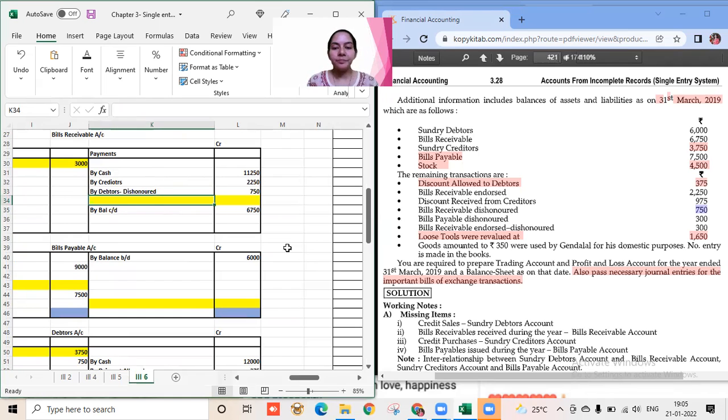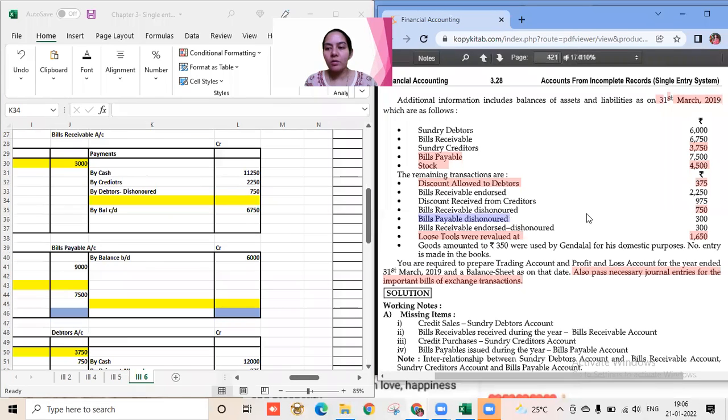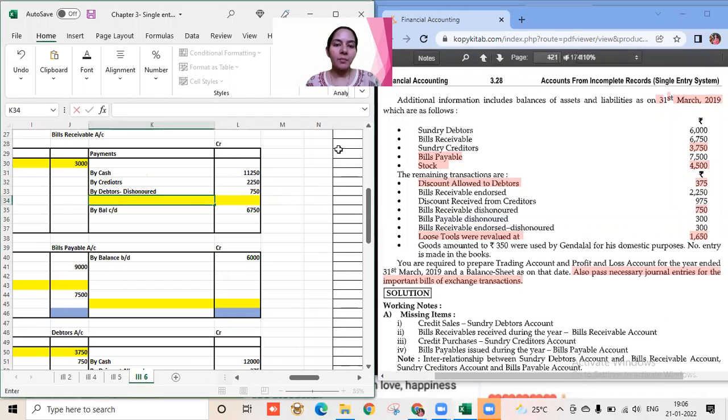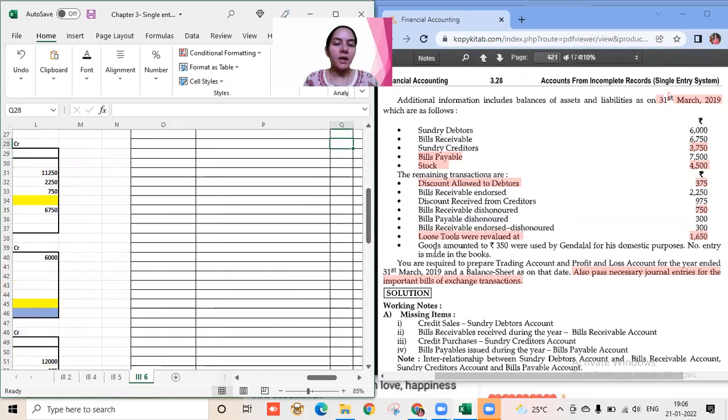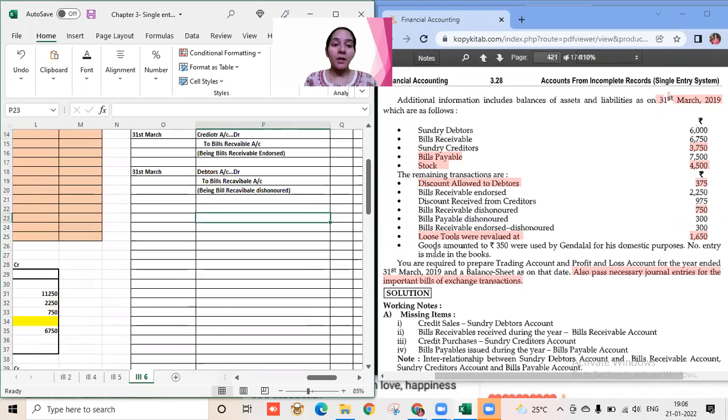Okay, so the next one is the bills payable dishonored. Now when a bills payable becomes dishonored, what does it mean? We had to pay, but we did not pay our bill, right? That means what? We again have to pay to our creditor next time. So we'll have to put that creditor into the shoes of creditor. And the bills payable liability is no longer ours, it has now become zero. That liability, we did not honor that liability.